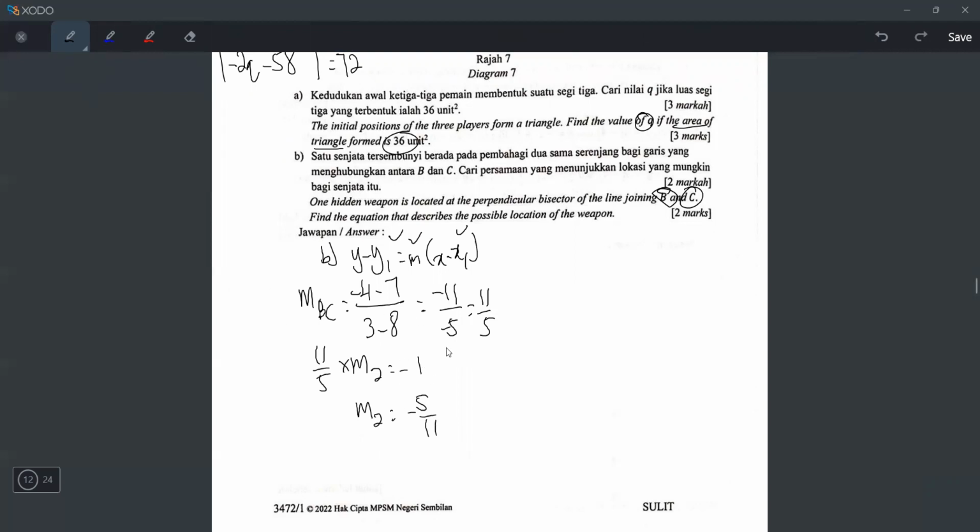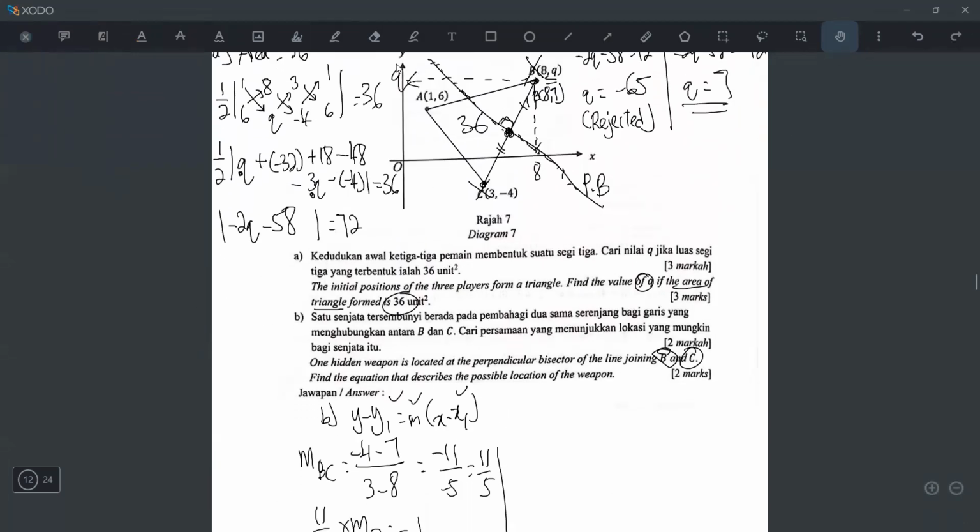Or you want to use calculator also can. So now I know my gradient, but I still need the point that it passes through. And which point, I already mentioned, you can't take point B or point C or point A. You have to take the midpoint of BC. Remember this, in exam, whenever you see the perpendicular bisector, means you need the midpoint. The point you use must be the midpoint.